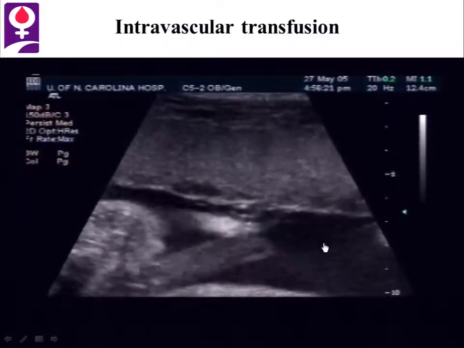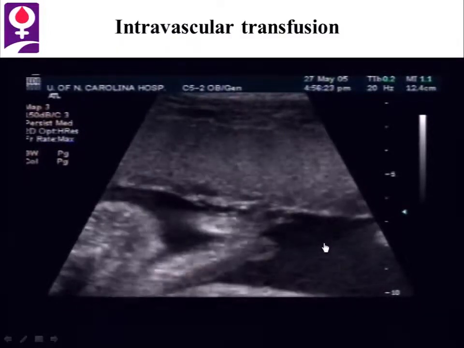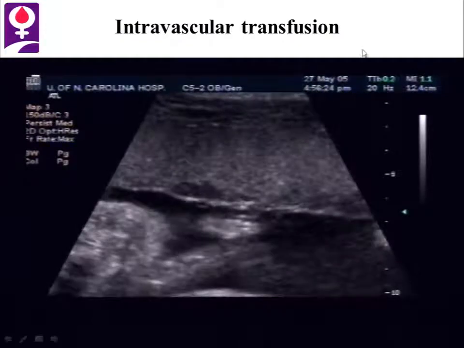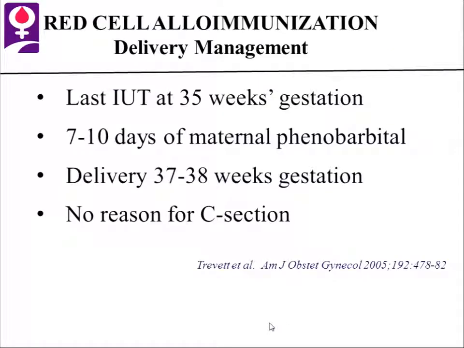And this is what we would do today. In fact, I just did one yesterday on a patient just before I got on the plane here. We've gotten pretty good at these. The last time we would do these would be at 35 weeks gestation. We've talked with a neonatologist. They'd rather us keep doing these and giving them a mature baby.